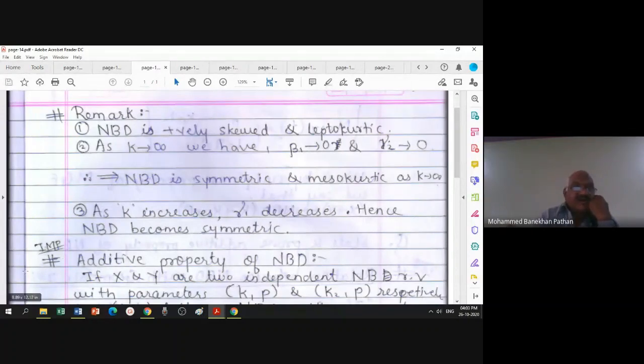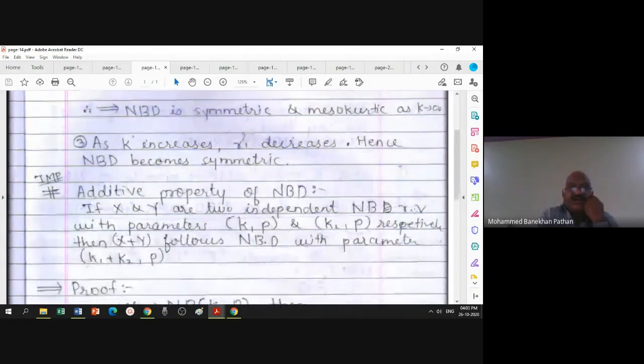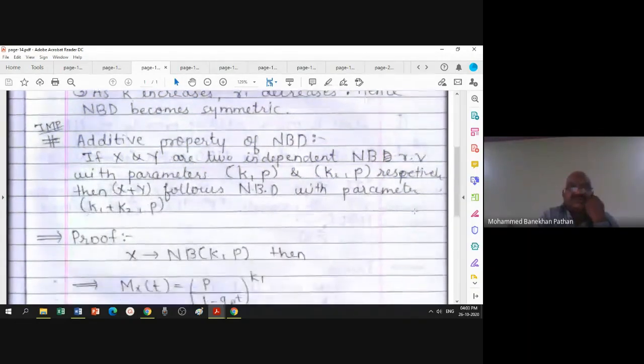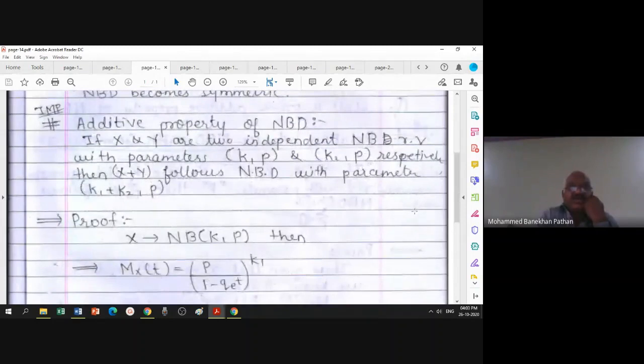Third remark, as K increases, gamma 1 decreases, hence NBD becomes symmetric. Such types of remarks should be remembered for the online examination based on multiple choice. Let us proceed ahead to another topic, which is named the additive property of NBD.